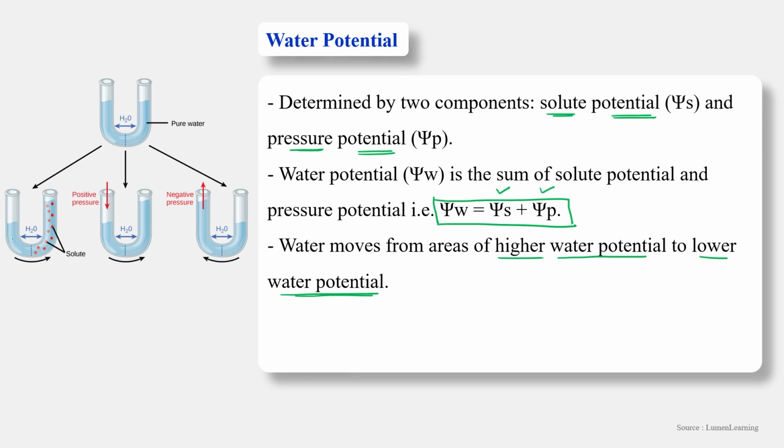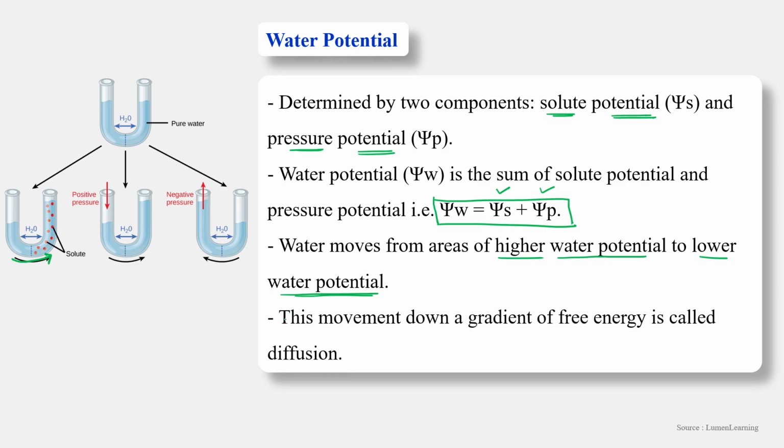So water moves from an area of high concentration to low concentration. As over here solute is there, so water concentration is less, right? So it moves from high concentration to low concentration. And this movement down a gradient of free energy is called diffusion.